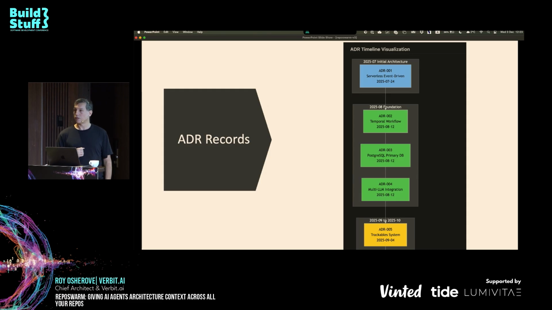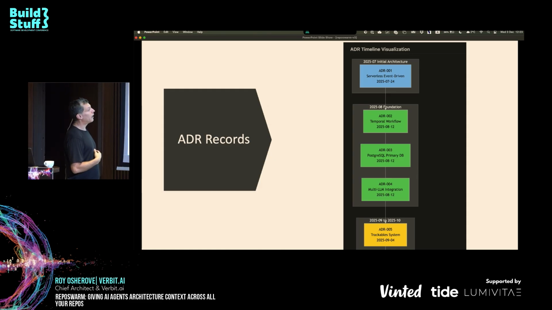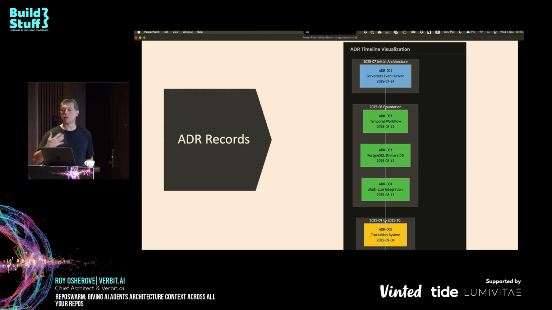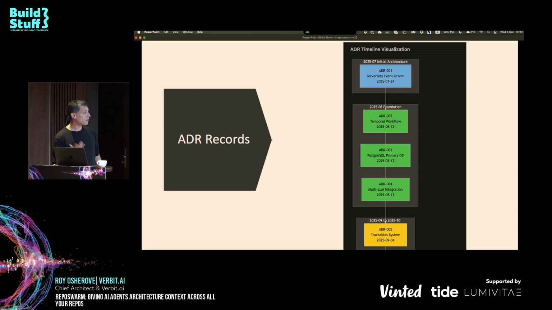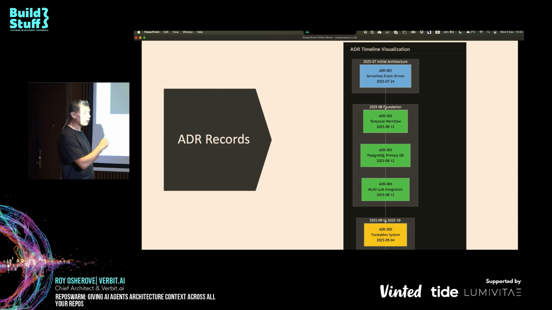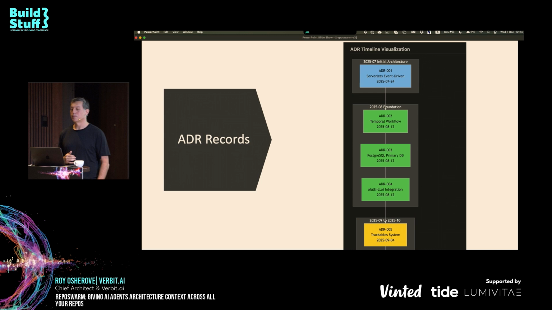Decision to move to serverless. Decision to implement a temporal workflow, which I will talk about in my talk tomorrow. Decision to implement a primary Postgres using multi-LLM integration, another decision, and creating a trackable system, and there's a bunch of these. Now, these things were not documented, right? You just go into a repository and you see a snapshot. But it's really interesting to see what is new, what is not new.